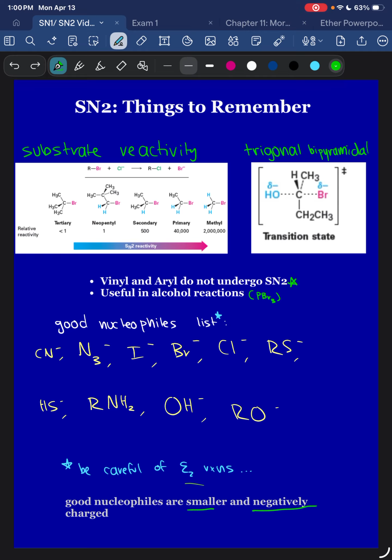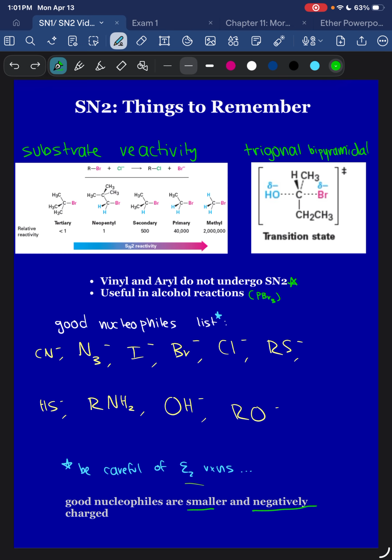You need a good nucleophile, you need a leaving group, and you need a methyl or primary substrate group. And that is because the reactivity of methyl and primary substrate groups is exponentially bigger than other groups, as you can see by this chart below. And it is important to note that vinyl and aryl carbons do not undergo SN2 reactions.